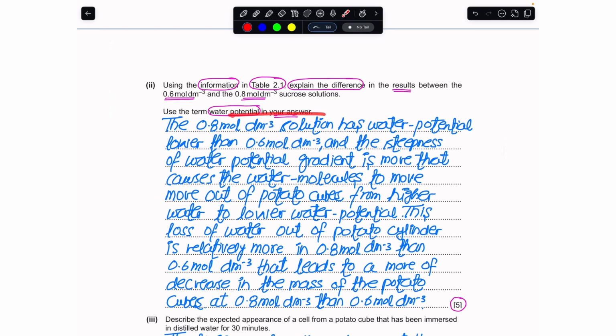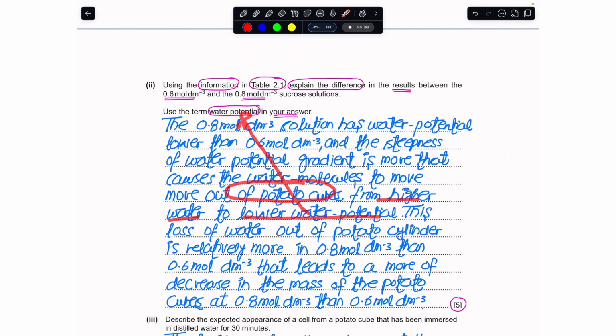You would say that 0.8 mole per dm cube solution has water potential which is far less than 0.6 mole per dm cube. And for 0.8 mole per dm cube solution, the steepness of the water potential gradient is more, and that would cause its water molecules to move out of the potato cubes from higher water potential to lower water potential.